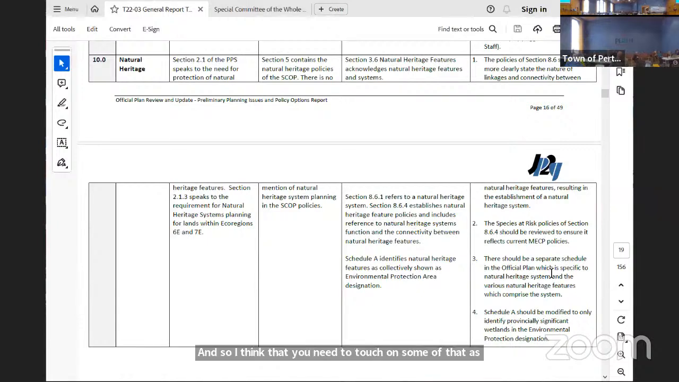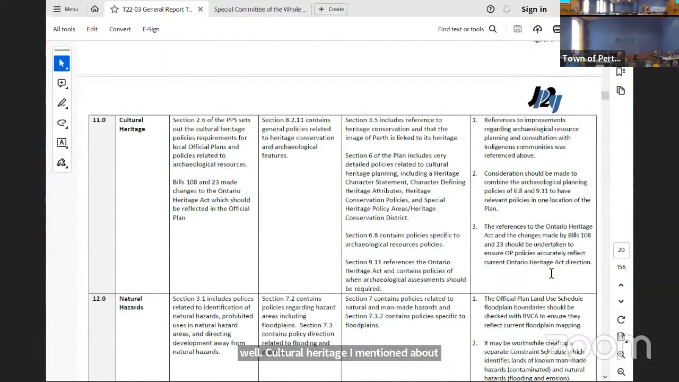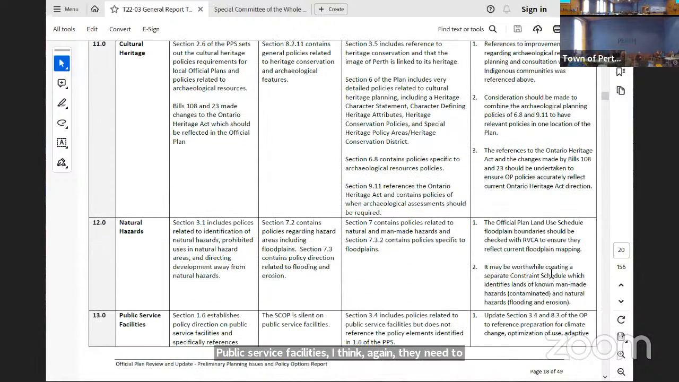Cultural heritage, I mentioned archaeological assessments. I mentioned changes to the Heritage Act. Those need to be picked up. Again, I mentioned floodplain. Public service facilities, I think, again, they need to be resilient to climate change.